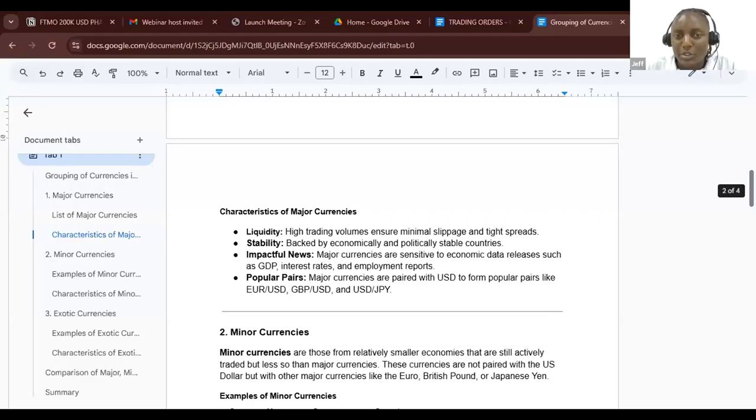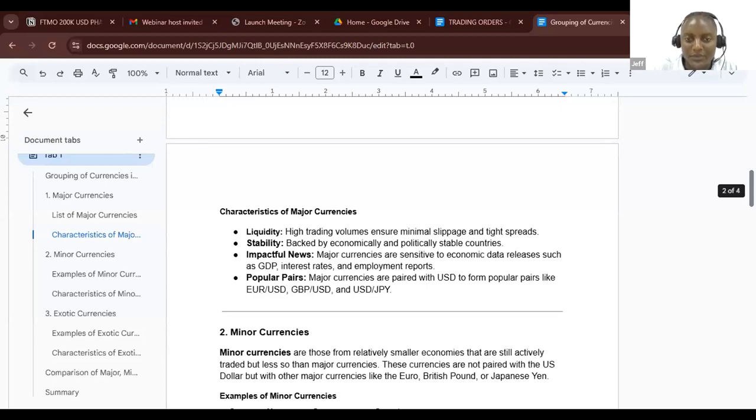Then you have impactful news. Major currencies are sensitive to economic data releases, such as GDP, which is the gross domestic product. Then you have interest rates and employment reports. So usually we have fundamental releases that affect these currencies on a day-to-day basis. These currencies are very sensitive to economic data releases, and these are just examples of some of those releases: the GDP, interest rates, and employment reports, among other major impactful news.